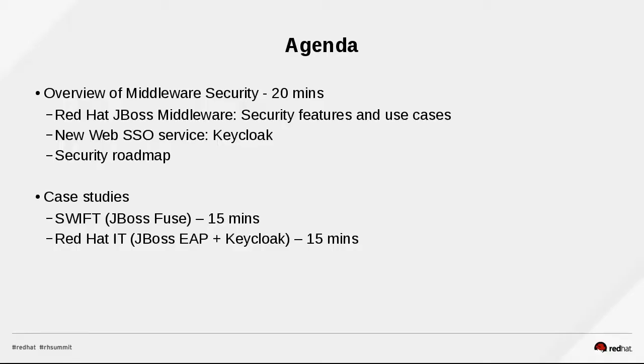After that, we will go through 2 case studies. First, Derek would go through a case study at Swift, which uses JBoss Fuse. And then Vikas will have a case study which the Red Hat Identity and Access Management team uses, which is based on JBoss EAP and the new Web SSO offering based on Keycloak. We'll leave a few minutes for Q&A. Okay, so let's start with the first section, just an overview.